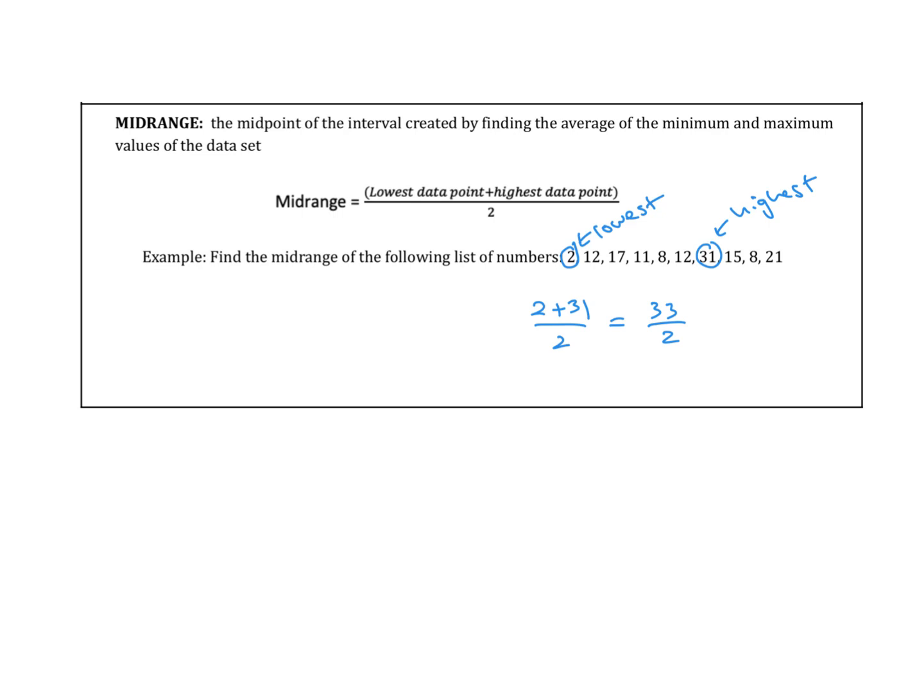And we get 16.5. And when we say it's the midpoint of an interval, basically what it means is if you put these numbers on a number line and 2 is the lowest and 31 is the highest, the mid-range is right in the middle of that interval. So 16.5 would be right in the middle of 2 and 31.